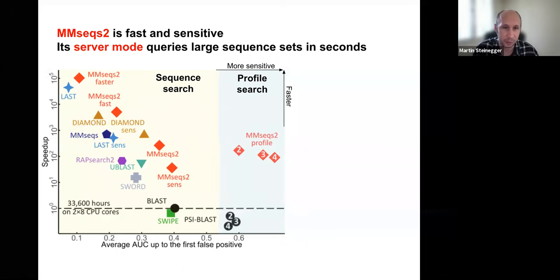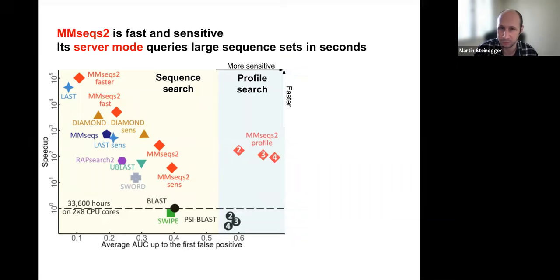Maybe you will be familiar with BLAST. SWIPE is a Smith-Waterman implementation. These are the fast ones. You can see them here in the black circle and green square. So in this plot, on the x-axis, you can see sensitivity. On the y-axis, you can see the speedup. On the left side, there are the sequence comparison methods, and on the right side, there are the profile searching methods. You can see already that the profile searching methods are much more sensitive. Here, these small numbers indicate the iterations that were searched against that database.